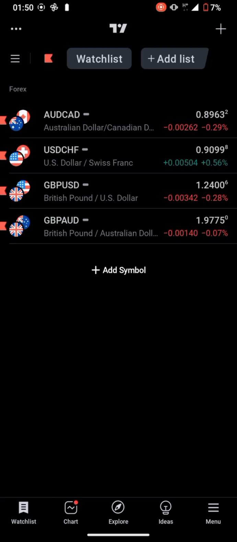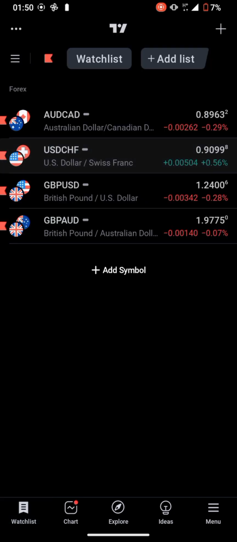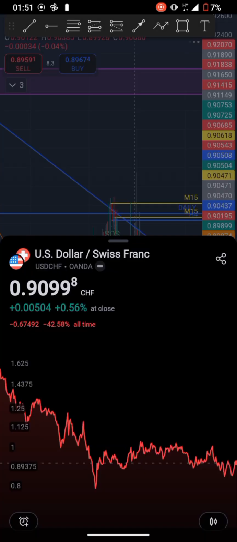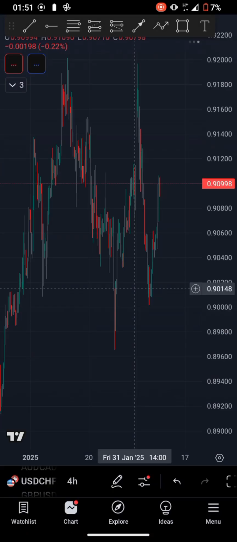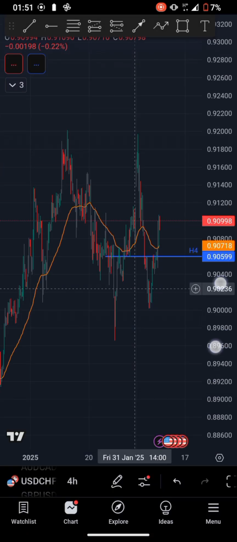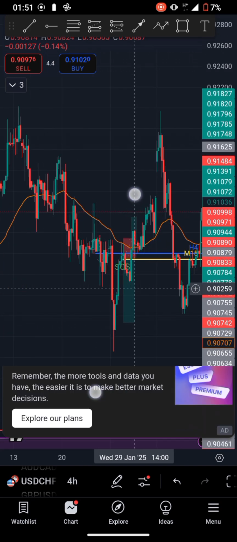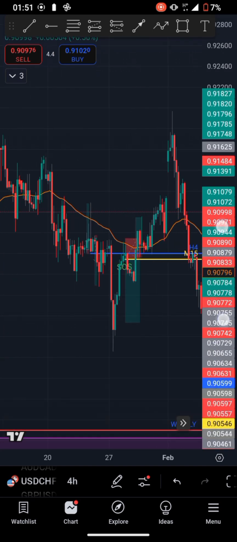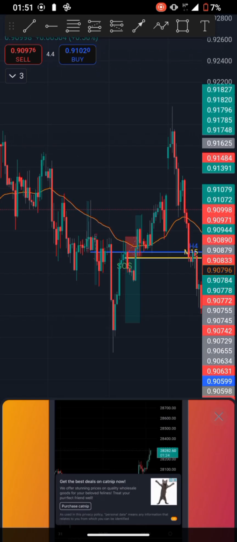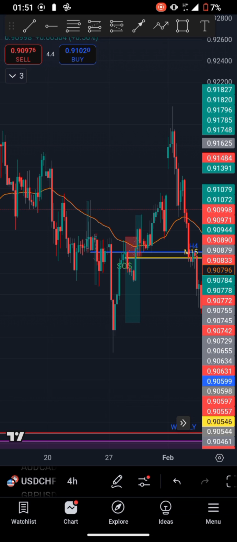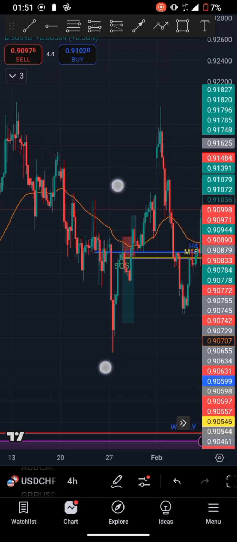The next trade I took was on USD CHF. This trade was actually a loss, but the same strategy. I will take this trade over and over again. In this case, it was a 4-hour trend. If you remember what I said on the daily, when we're using a daily trend, we look for a 4-hour shift of structure. If we're using a 4-hour trend, we look for a 15-minute shift of structure.